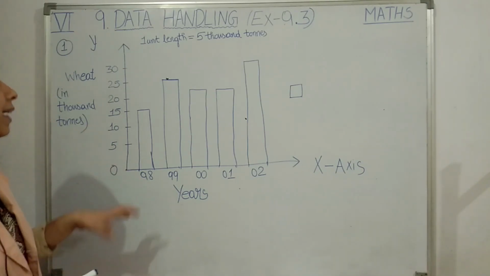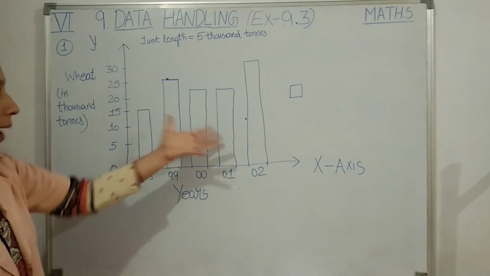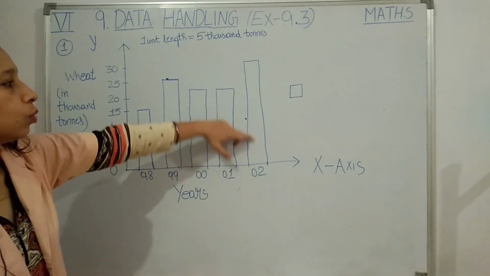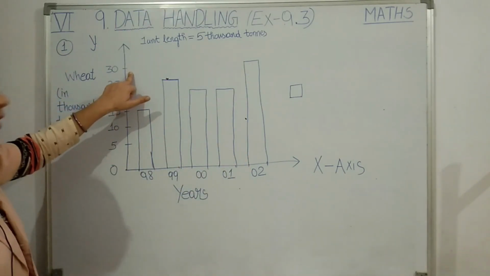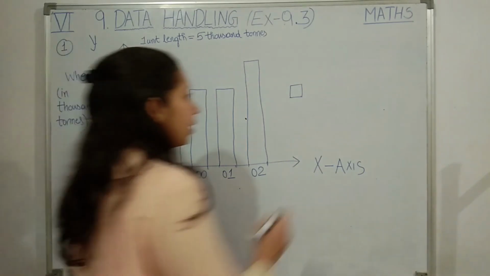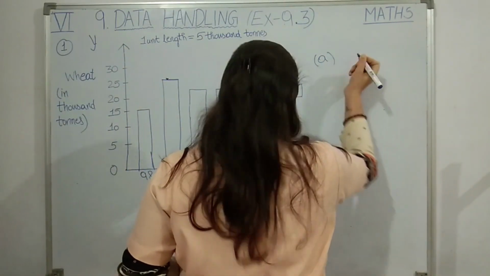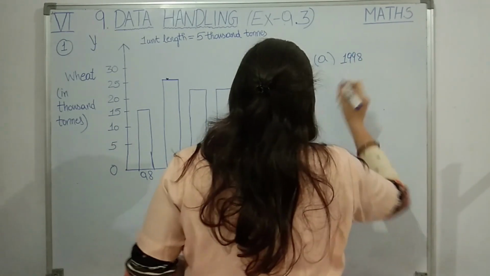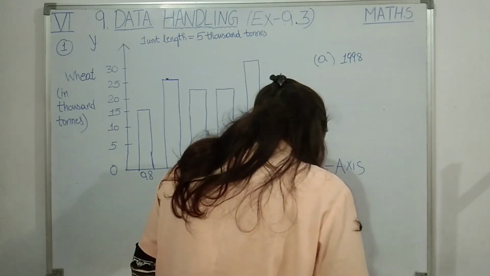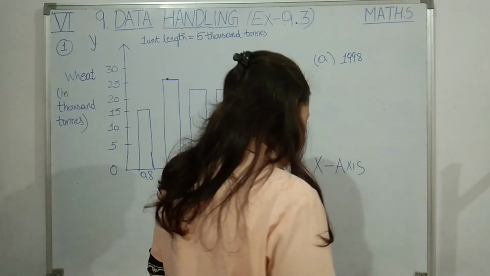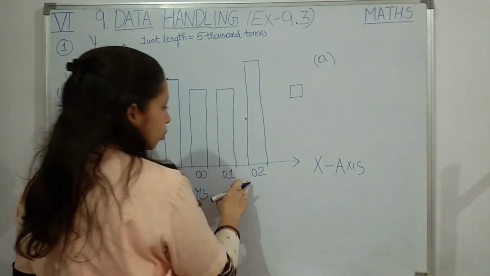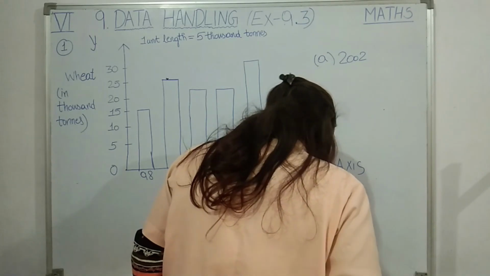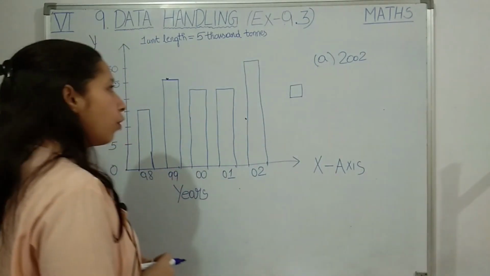Okay, students, now tell me which bar is the highest. By seeing only we can tell in which year the production was maximum. You can see in 2002 the bar is the highest and it is showing 30,000 tons. That means, here I will write the answer, point number A, 1998. In the year, not 1998, it is 2002. In the year 2002 the maximum quantity of wheat was purchased.